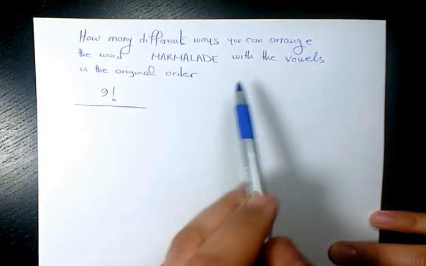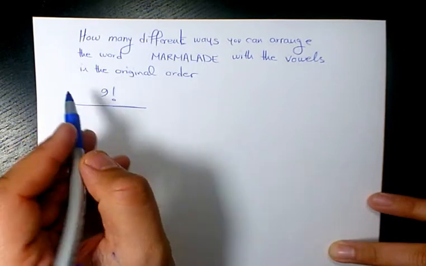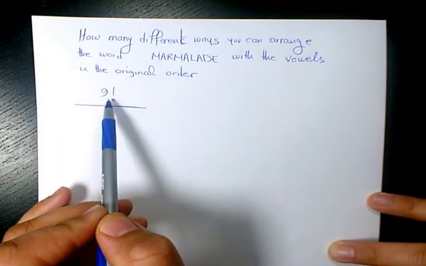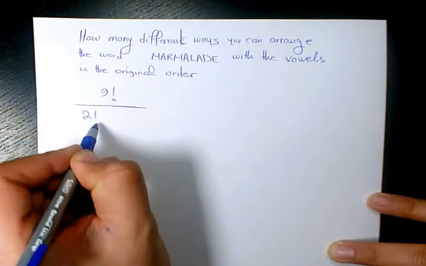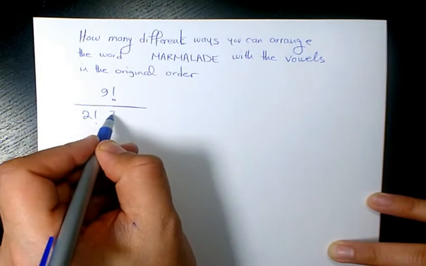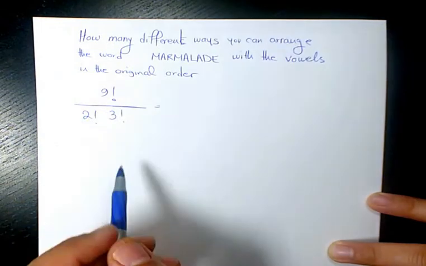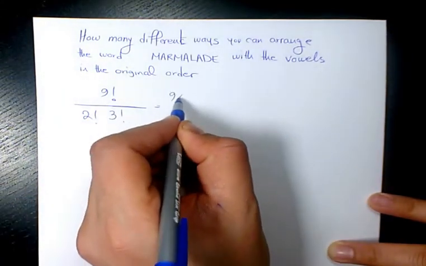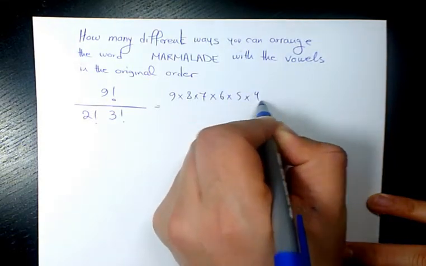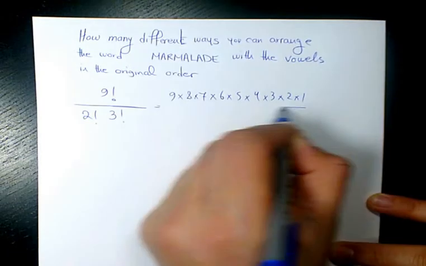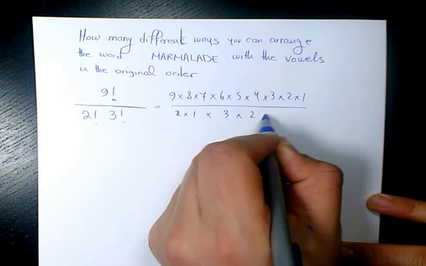If we don't have this restriction with the vowels in the original order, let's see how many different ways we can arrange it. So we have 9 letters, and which ones are repeating? M is repeating twice and A is repeating 3 times. So it's going to be 9 factorial divided by 3 factorial divided by 2 factorial, which is going to be 9 times 8 times 7 times 6 all the way to 1 divided by 2 factorial and 3 factorial.